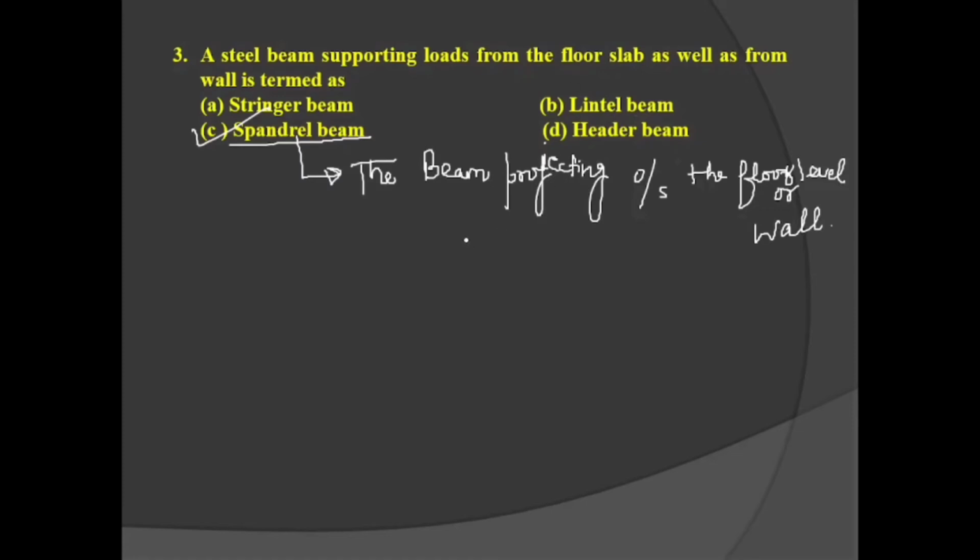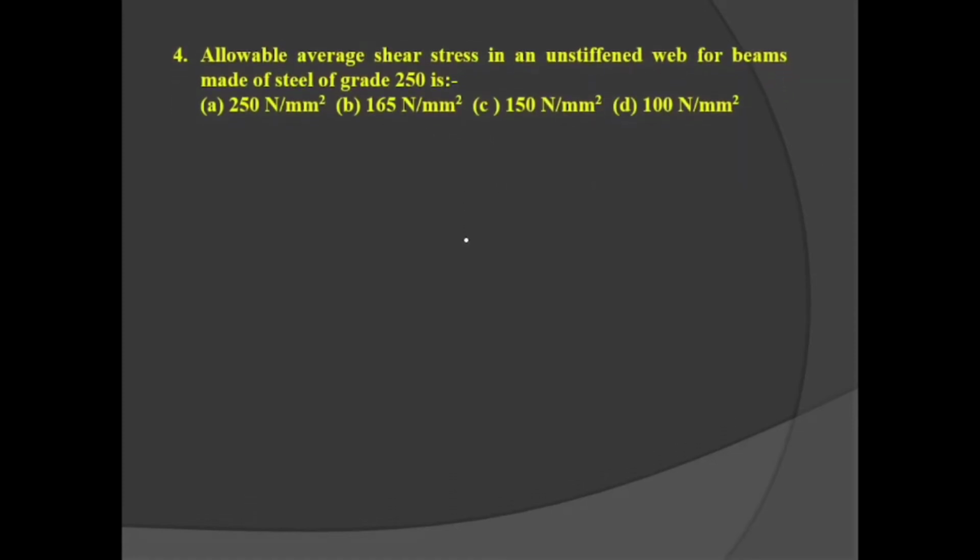Okay, now question number 4. Allowable average shear stress in an unstiffened web for beams made of the grade: obviously, tau average is equal to 0.4 Fy. A very simple formula, because there are no chances of buckling of the web. 0.4 into 250 megapascal is equal to 100 megapascal.